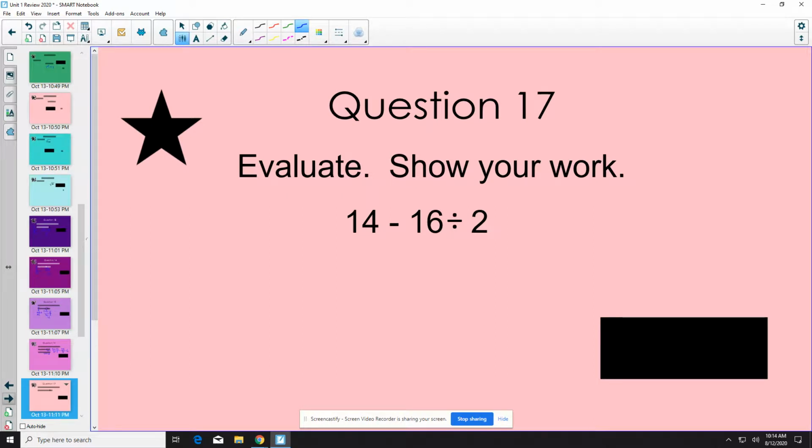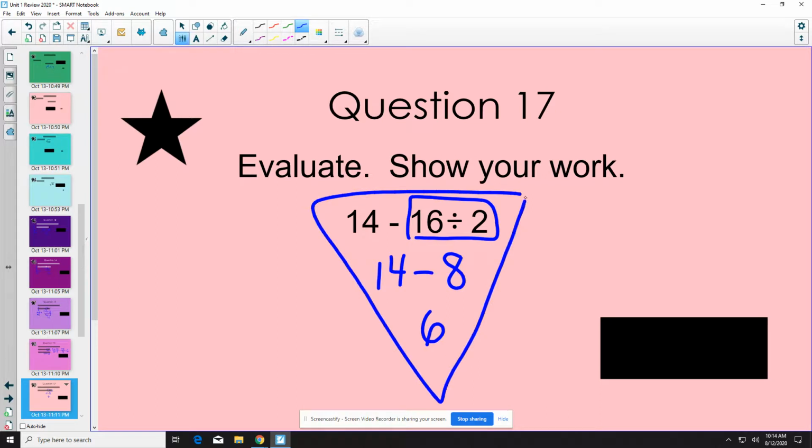All right, now that you've finished, PEMDAS tells us we always multiply and divide before we add and subtract. So 16 divided by 2 is 8. Then I take 14 minus 8 to get 6. So my answer would be 6. Remember, you're trying to make your work look like a Dorito. You're working right underneath.